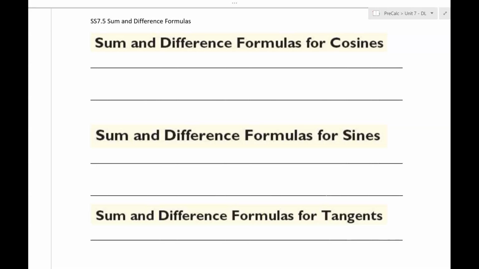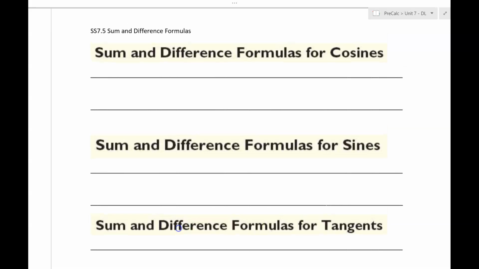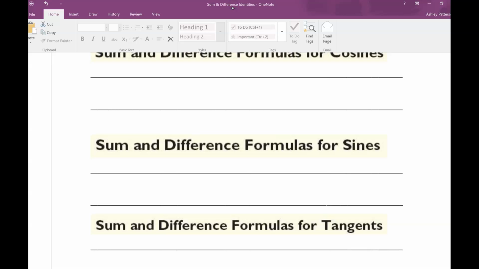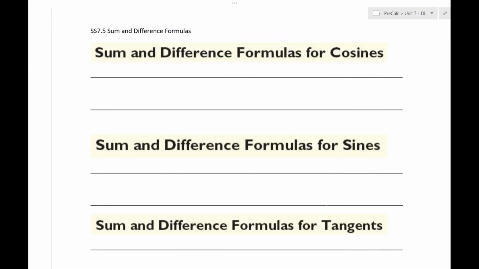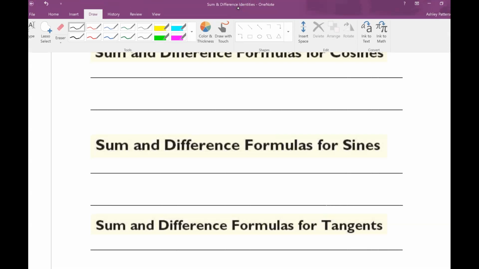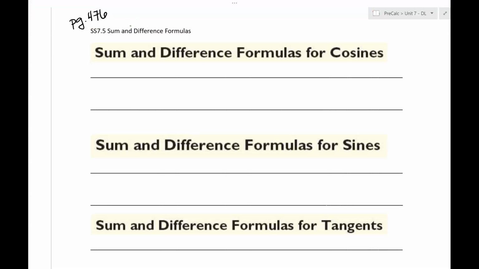All right, we are now venturing into section 7.5 in your textbook. That can be found, if you want additional examples and whatnot, on page 476. Okay, so 476 in your textbook. We are going to deal with the sum and difference angle formulas. Now, where they come from, it's pretty rad, but that's in your textbook, so if you want to look, feel free. I'm just going to give it to you guys straight out.